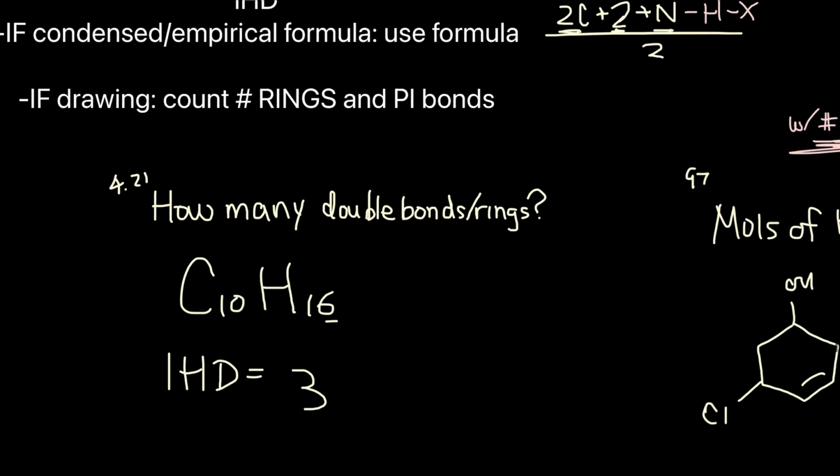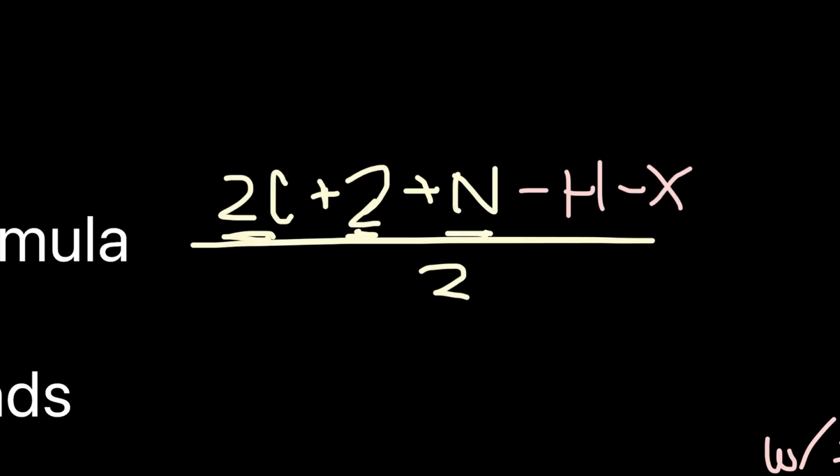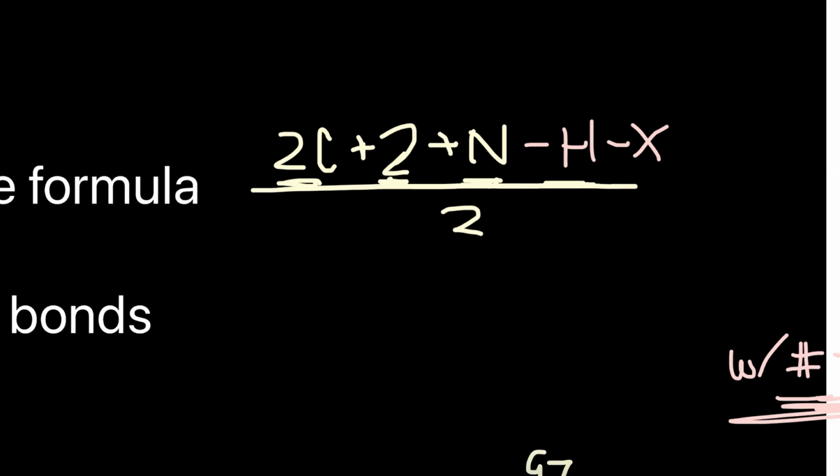So an IHD is made up of a number of rings and pi bonds. That means in this 3 IHD, there could be 3 pi bonds, there could be 2 pi bonds and 1 ring, and so on. So this formula is really easy to memorize. It's like 2 carbons plus 2, and then minus the hydrogens. And if you have extra things in your formula, you would plus a nitrogen and minus all the halogens. Divide by 2.